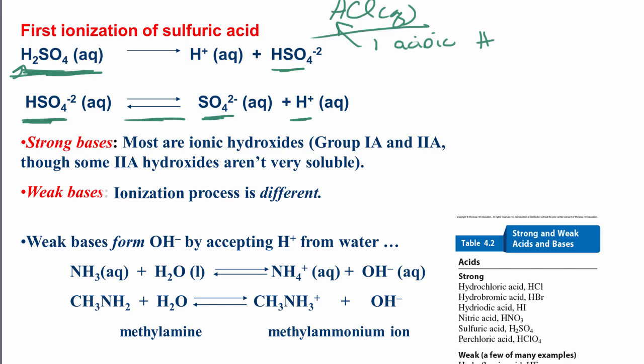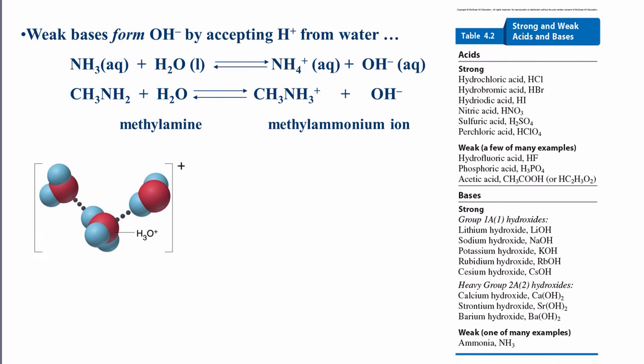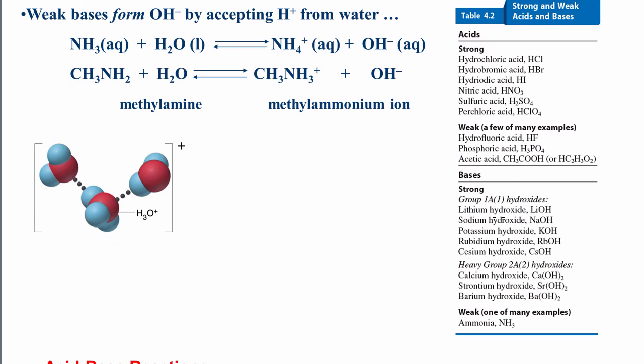Now, our strong bases for aqueous solutions are the ionic hydroxides from groups 1A and 2A. Some of the group 2A hydroxides are not very soluble. So, for example, group 1A, lithium hydroxide, sodium hydroxide, potassium hydroxide, and so on are very strong bases. That's because lithium hydroxide, for example, will completely dissociate into lithium ion and hydroxide ion. It's that hydroxide ion that is the strongest base in aqueous medium. As far as our group 2A hydroxides, calcium hydroxide, strontium hydroxide, and barium hydroxide are very strong bases.